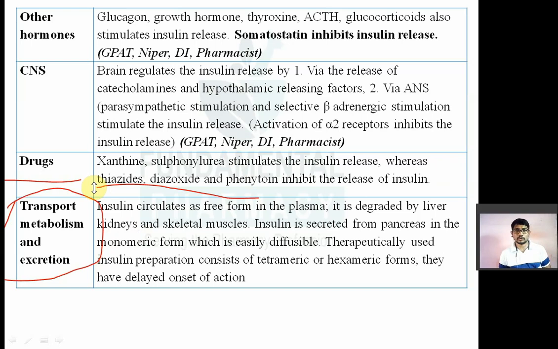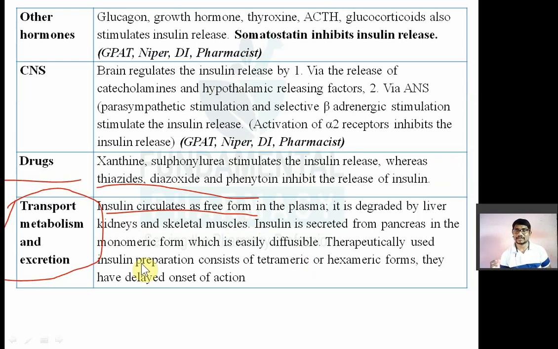Transport, metabolism and excretion of insulin. Insulin circulates in the free form in the blood. It is degraded by liver, kidney, and skeletal muscle. Insulin is secreted from the pancreas in the form of a monomeric unit. So whatever normal released insulin is there, that is a monomer, which is easily diffusible.